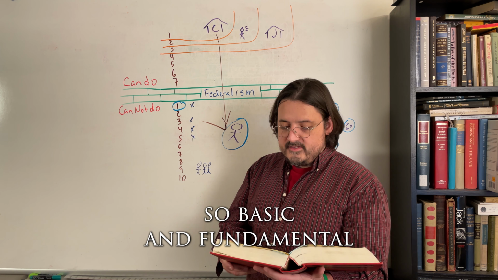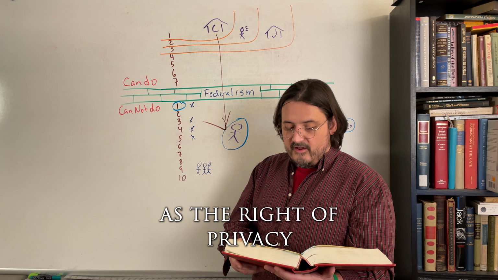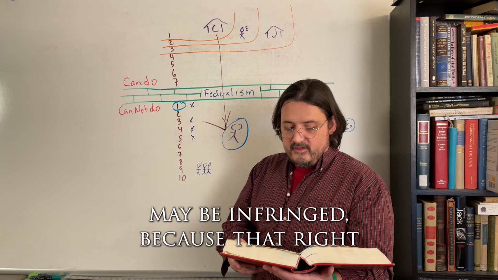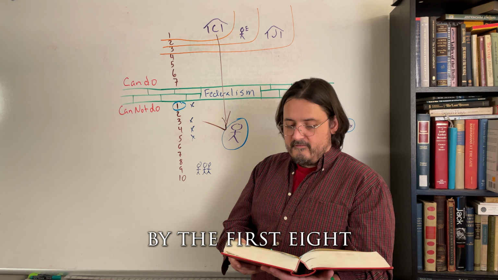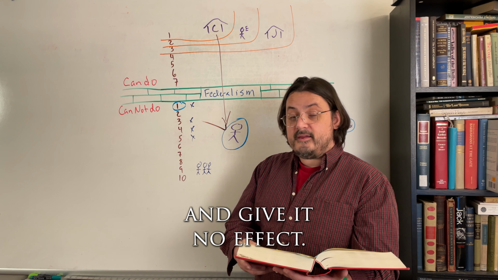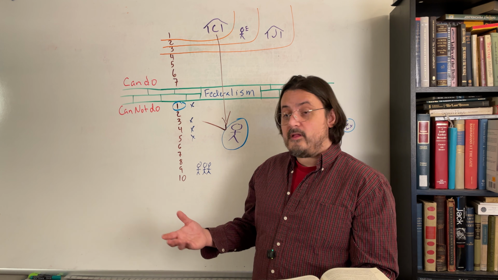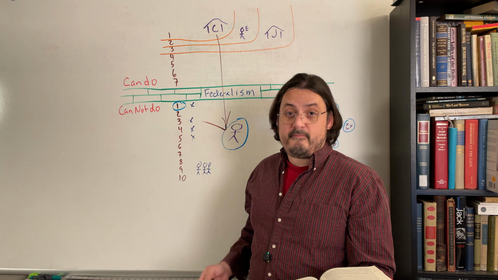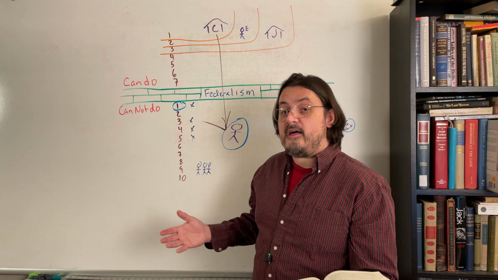"To hold that a right so basic and fundamental and so deep-rooted in our society as the right of privacy in a marriage may be infringed because that right is not guaranteed in so many words by the first 8 amendments to the Constitution is to ignore the Ninth Amendment and give it no effect." Okay, so they're saying here that privacy in the marriage is so fundamental, it has to be included in those Ninth Amendment rights. To not include it would be to assume that the Ninth Amendment means nothing, which we know we can't do.